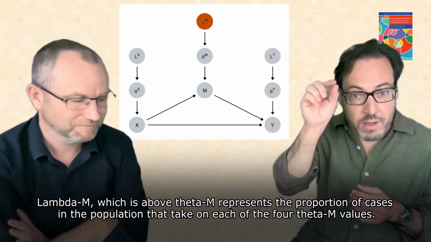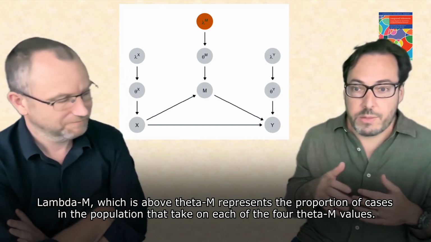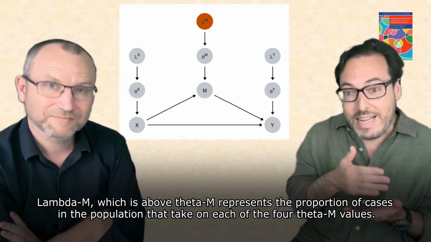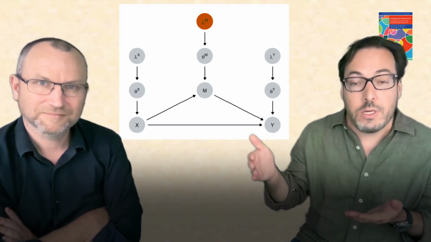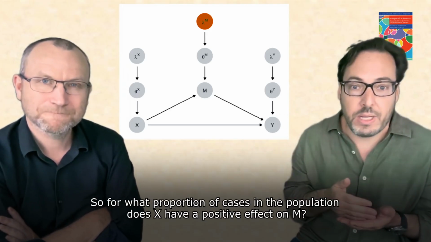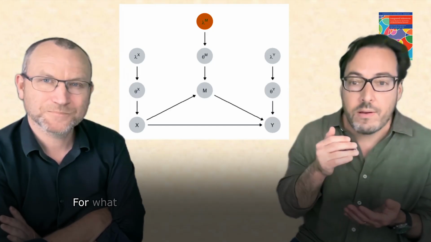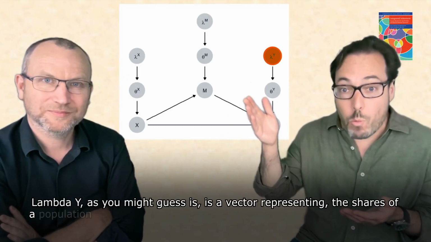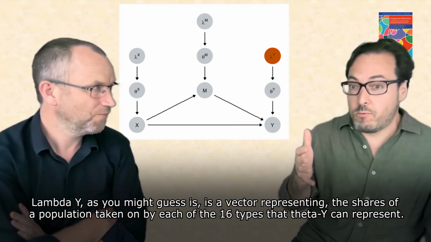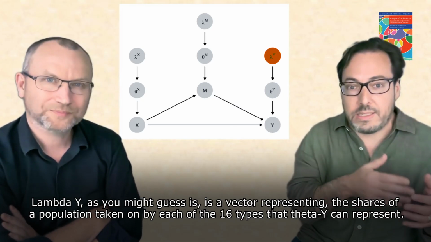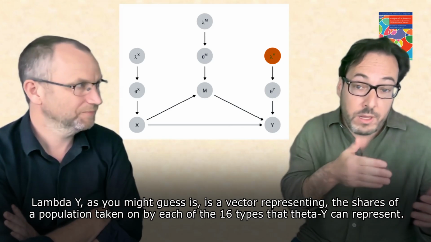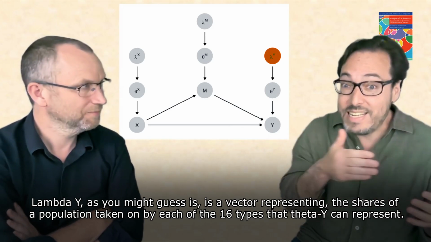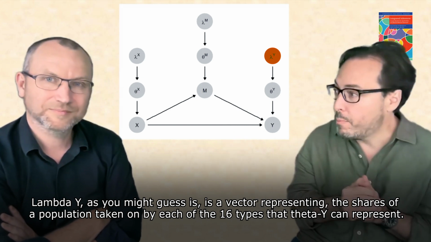Lambda m, which is above theta m, represents the proportion of cases in the population that take on each of the four theta m values. So for what proportion of cases in the population does x have a positive effect on m? For what proportion does x have a negative effect on m? And so on for each of the four types. Lambda y, as you might guess, is a vector representing the shares of a population taken on by each of the 16 types that theta y can represent.